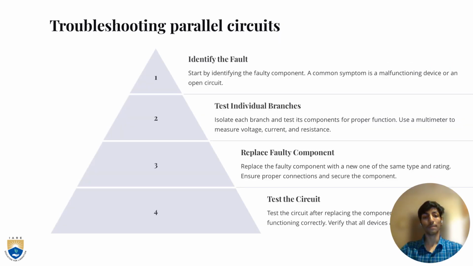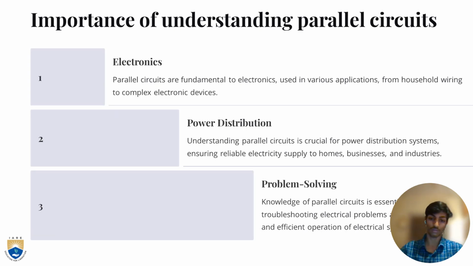Troubleshooting parallel circuits starts by identifying the faulty component. A common symptom is a malfunctioning device or an open circuit. These steps help us to test individual branches, replace faulty components, and test the circuit.